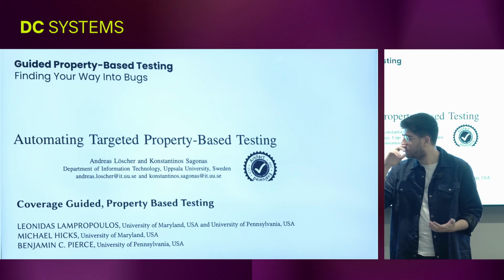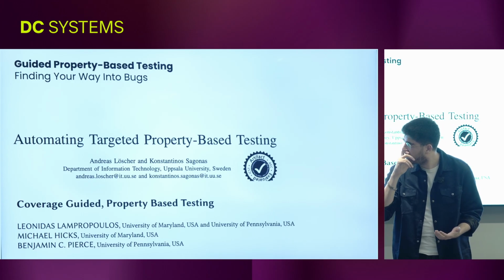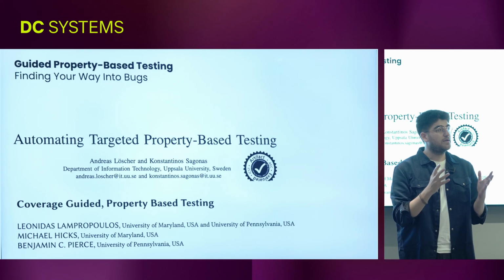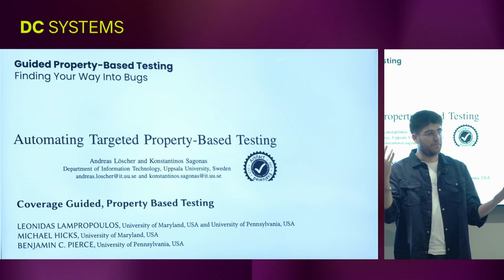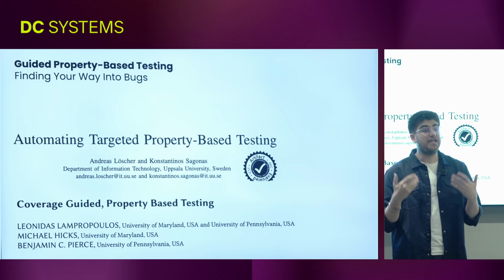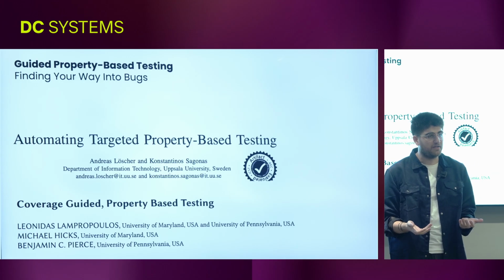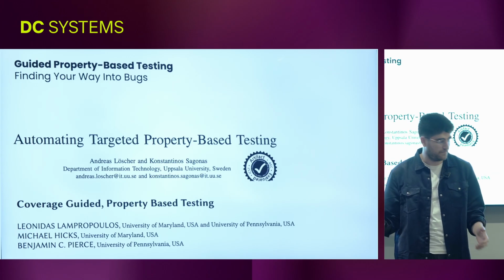And in the second work, again by my advisor Leo, they merged AFL-based fuzzing with property-based testing. So you can use the coverage information from AFL to guide your property tests now.